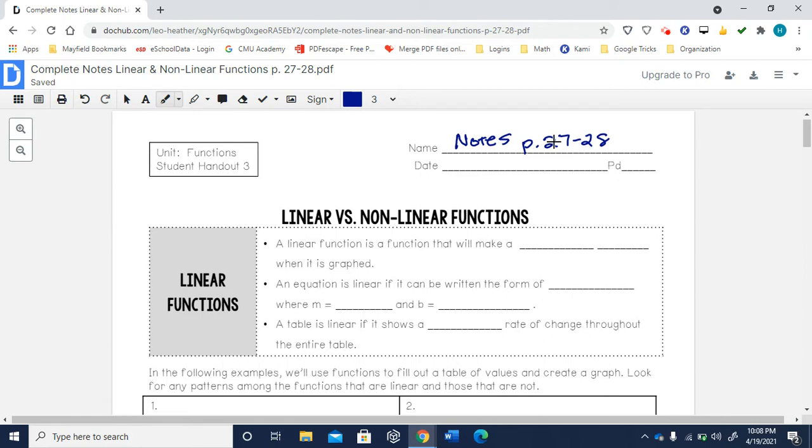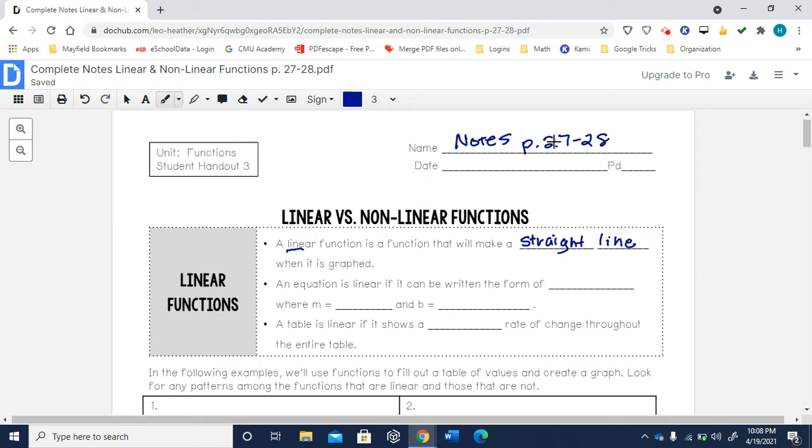We did talk about what linear means because it has the word line in it, but a linear function is a function that will make a straight line when it is graphed. Okay, the second bullet we haven't talked about yet, so even though you don't understand what I'm going to write here, I just want you to fill it in. You'll understand this by the end of the week.